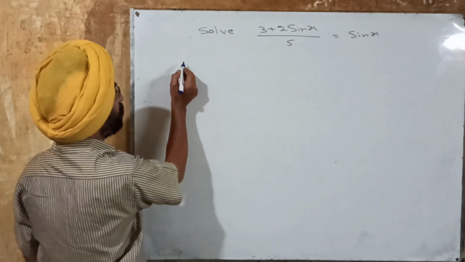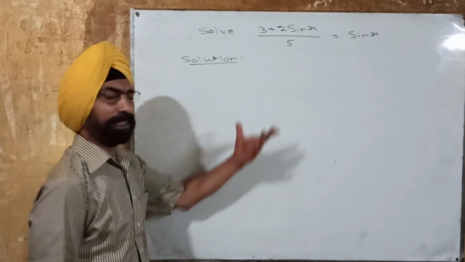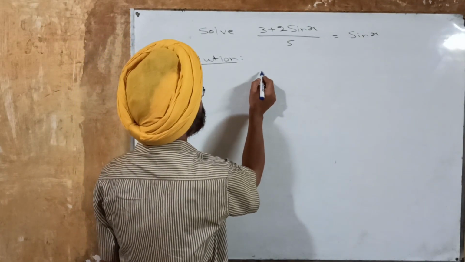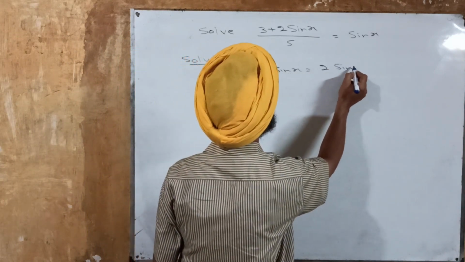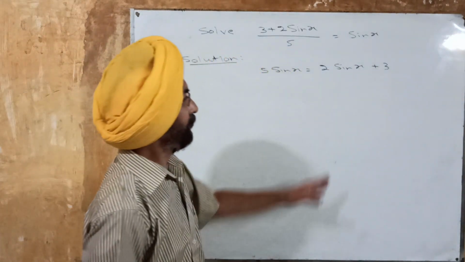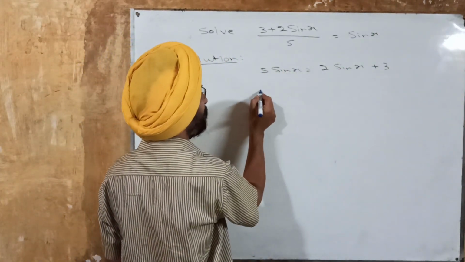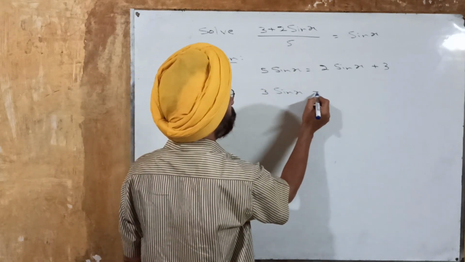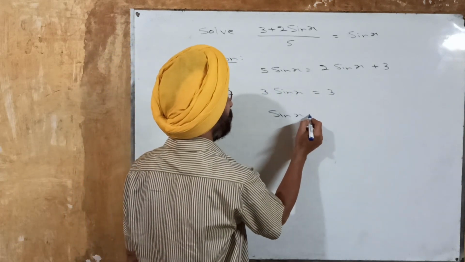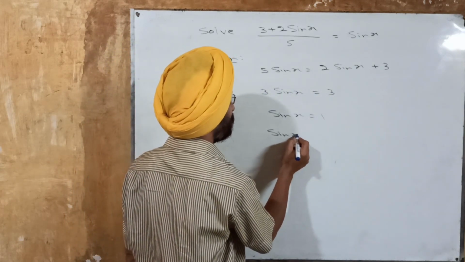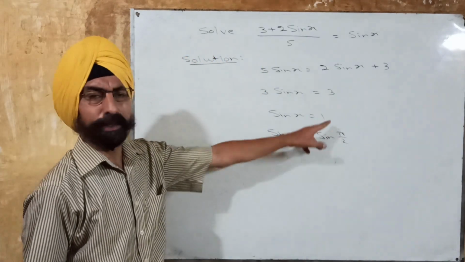Solution of this trigonometric equation is very easy. What we have to take first, cross multiply. Cross multiplying, you will get 5 sin x is equal to 2 sin x plus 3. Take this 2 sin x to the left hand side. You will get 5 sin x minus 2 sin x, that means 3 sin x is equal to 3. 3 will be cancelled, and you will get sin x is equal to 1. So sin x is equal to sin pi by 2. The value of sin pi by 2 is 1.